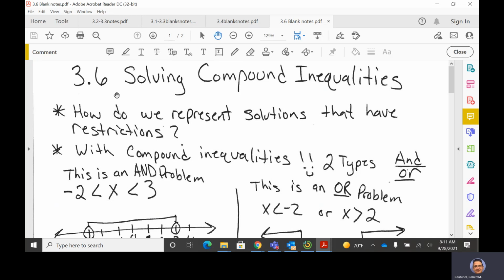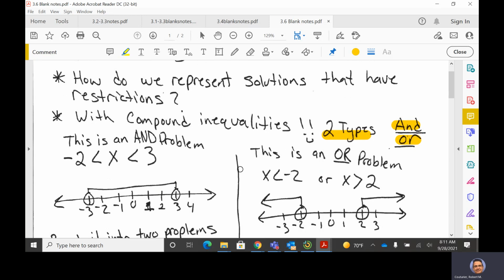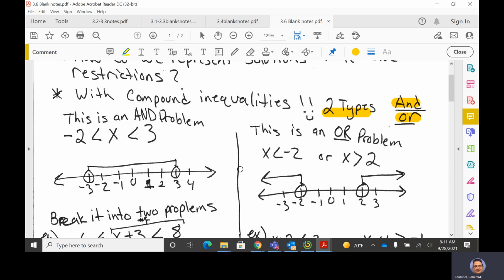So we're in chapter 3, section 6 of our Pearson textbook, solving compound inequalities. What it's doing is, how do we represent solutions that have restrictions? They're basically saying they're going to restrict certain numbers, and we have to be able to mathematically write that down. With compound inequalities, we have two types. One type is an and problem, the other type is an or problem, and they look completely different. The way you represent your answers looks completely different.